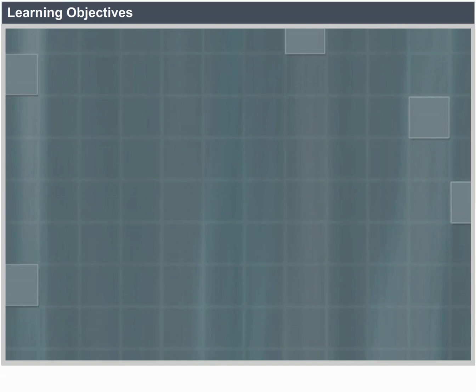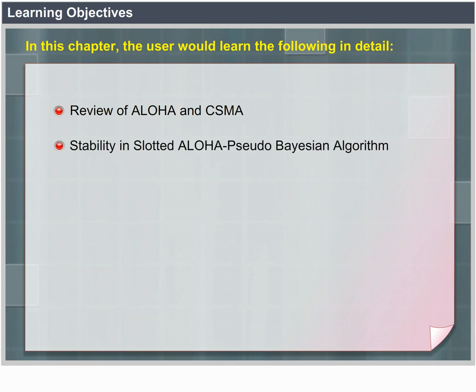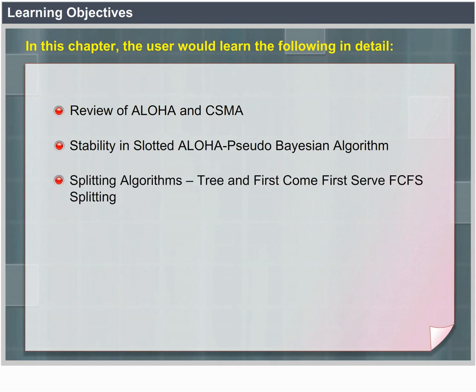Learning objectives. In this chapter, the user would learn the following in detail. Review of ALOHA and CSMA. Stability in slotted ALOHA, pseudo-Bayesian algorithm, splitting algorithms, tree and first come first serve, FCFS splitting.